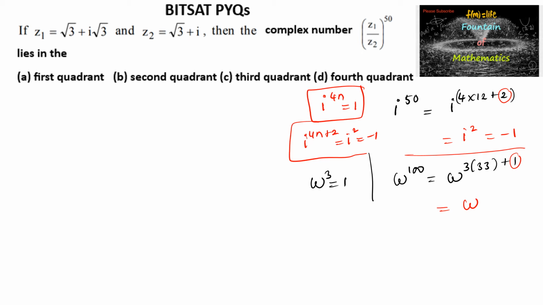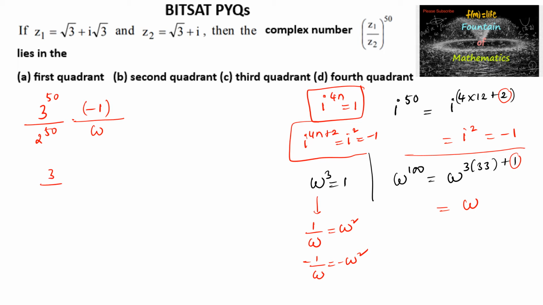So let us write here 3 power 50 divided by minus 2 power 50, we can write 2 power 50 since the power is even, into i to the power of 50, which is i square, that is minus 1, divided by omega power 100, which is omega, and minus 1 upon omega. From here we can say 1 upon omega is equal to omega square, or minus 1 upon omega is equal to minus omega square.